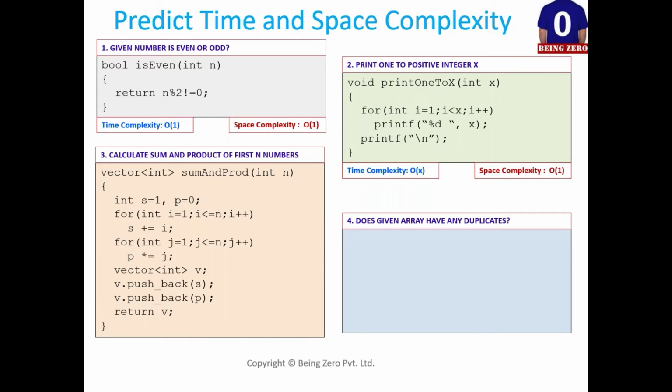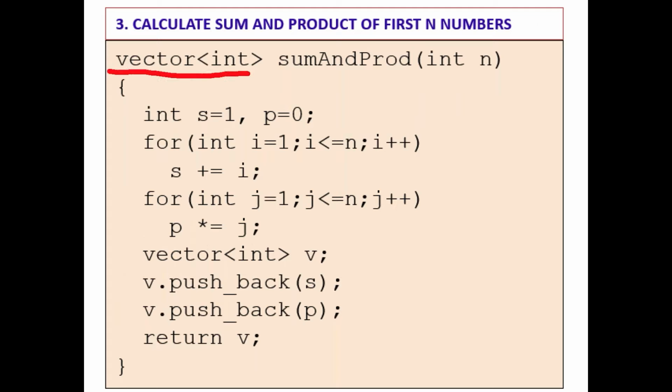So people who code in C++ will return vector. We could have returned array also. People who code in Java will return array list or list. People who code in Python will return list. People who code in C# will return list. So that will be our return type. So this code is calculating sum of first n numbers and product of first n numbers.